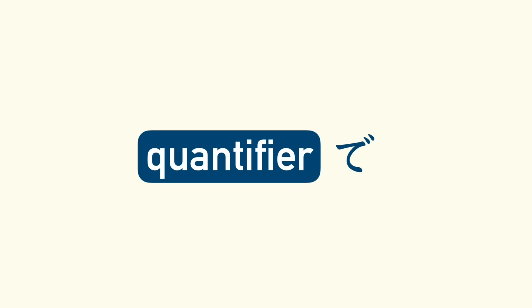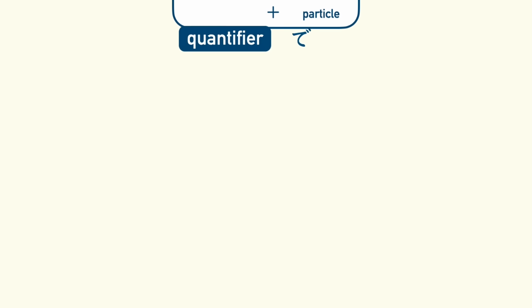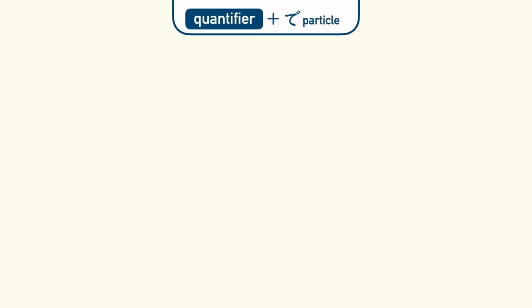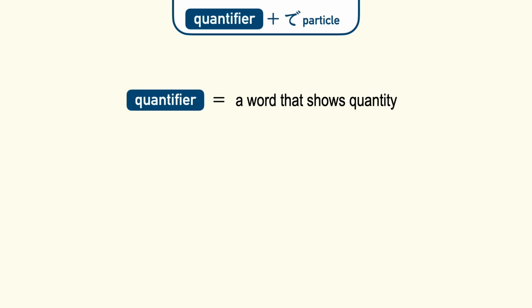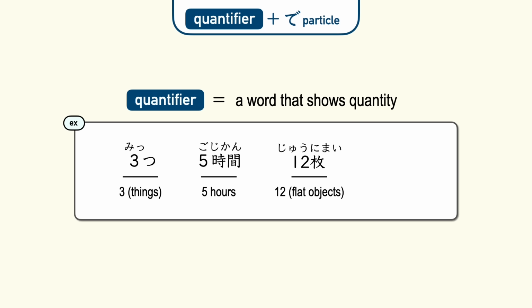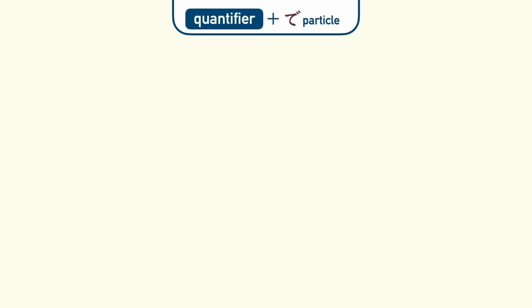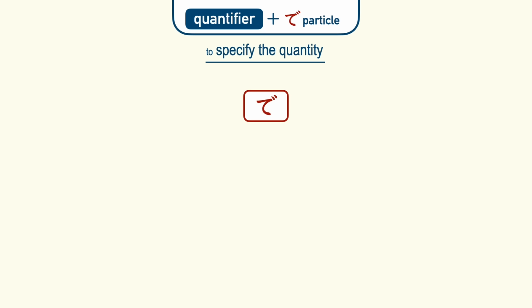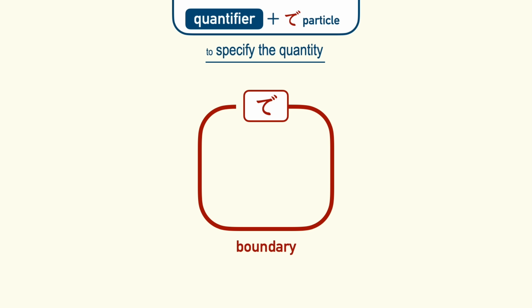Quantifier plus de particle. 皆さんこんにちは、たかしです。Today we're going to learn how to use the de particle with a quantifier. First, what's a quantifier? A quantifier is a word that shows quantity, like how much or how many of something there is. For example, 3つ、5時間、12枚、少し。And we use the de particle with a quantifier to specify the quantity. The core function of de here is to set a boundary or limit.